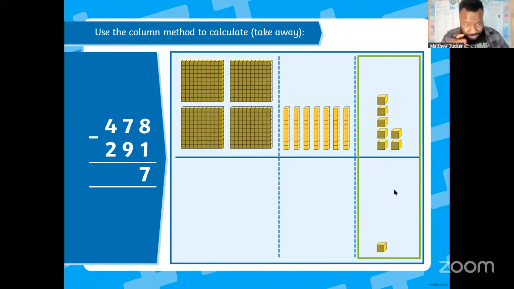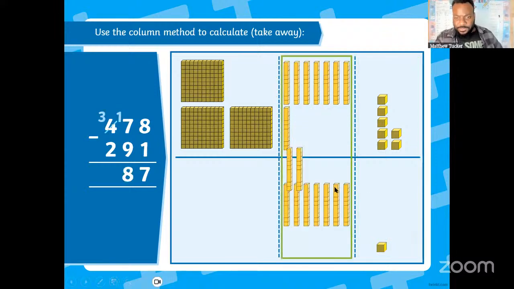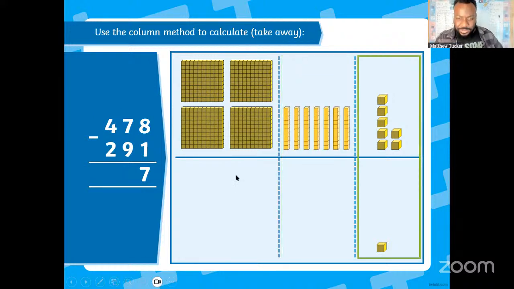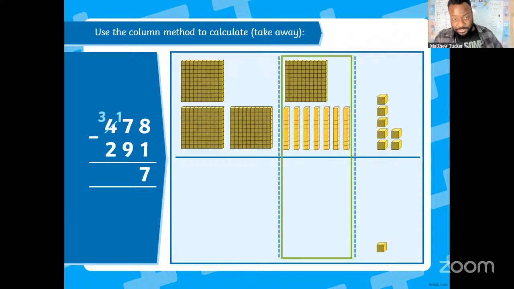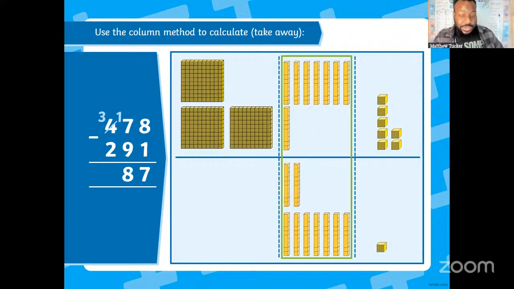So 478 minus, or take away, 291. So we know we have a 1 there to take away. And we have to take away the 9, excuse me, from the 7. But look at what we need to do. Because we haven't got enough of the 7, so look. We take a 100 group, and then we break it up into its tens, and then we know what is left.